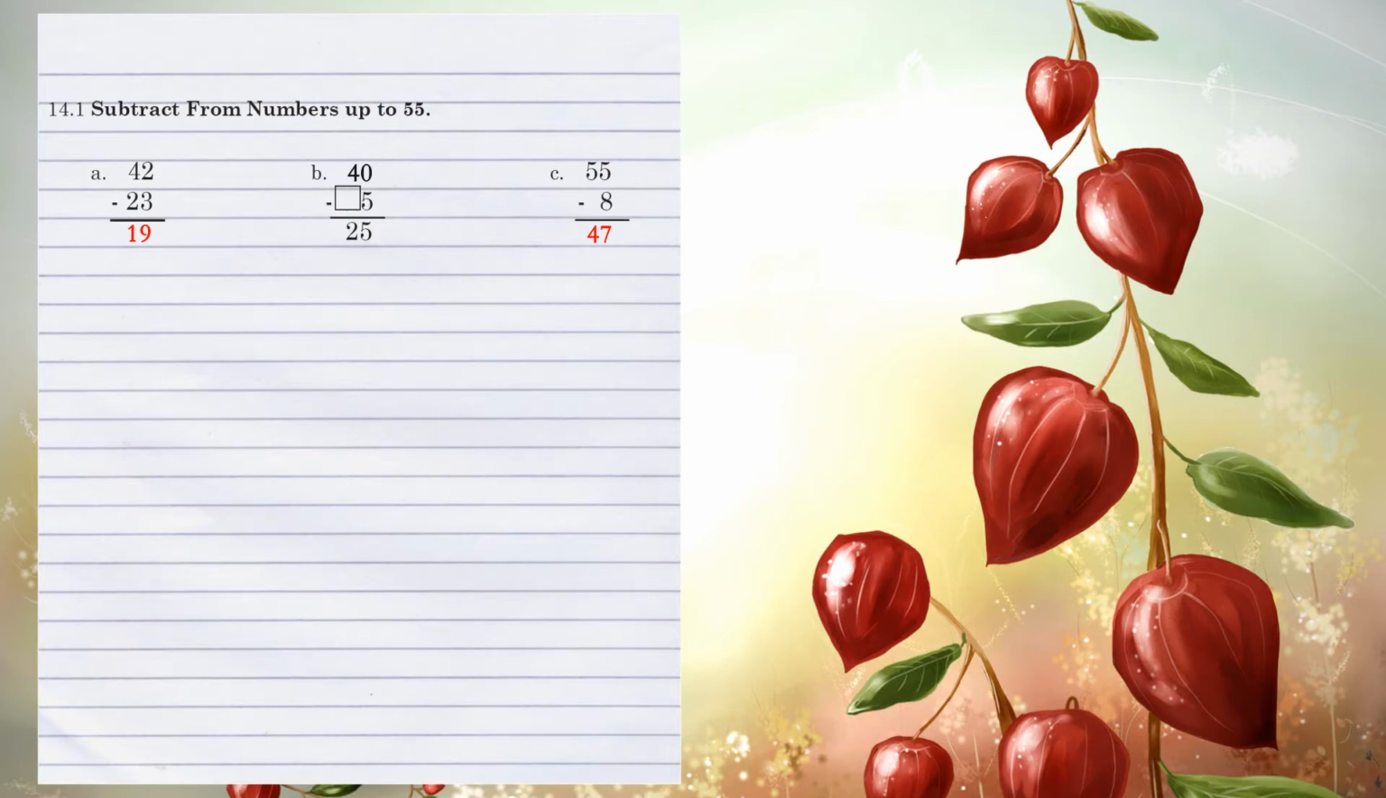That means we ended up having to borrow from that 4 and make it a 3 in order to make that a 10. So now I can say, okay, 3 minus what number equals 2? Well, that means that that missing number is a 1.